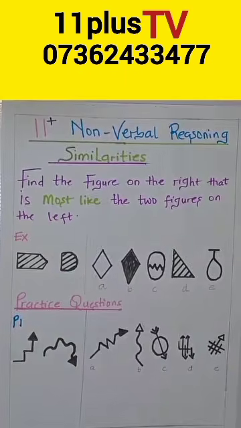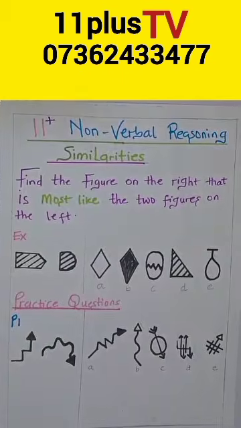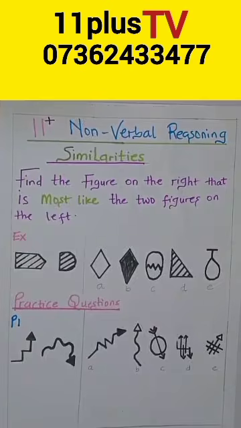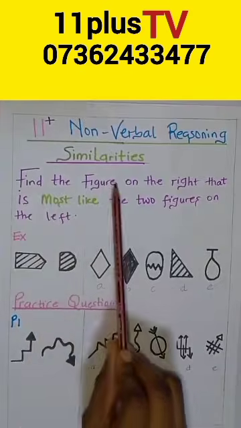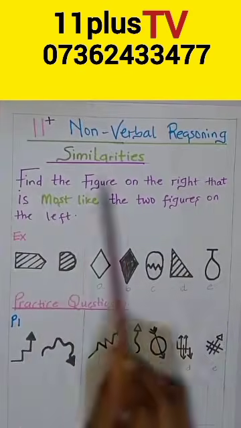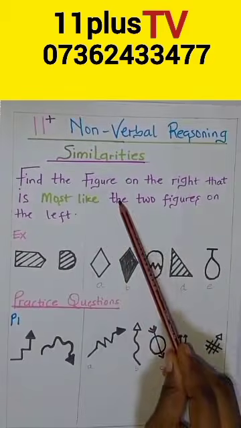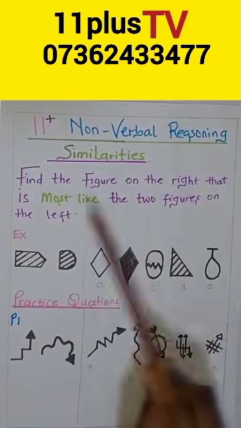Welcome to another 11 plus non-verbal reasoning class. For this class, we'll be looking at similarities, that is looking for a shape that is similar to two figures on the left. You don't have to look at the differences. The differences will be for odd one out. Now let's take the instruction. Find the figure on the right that is most like, that is similar to the two figures on the left.